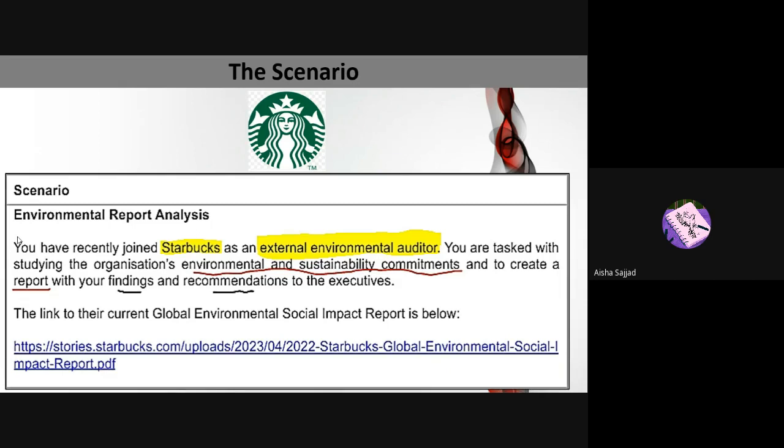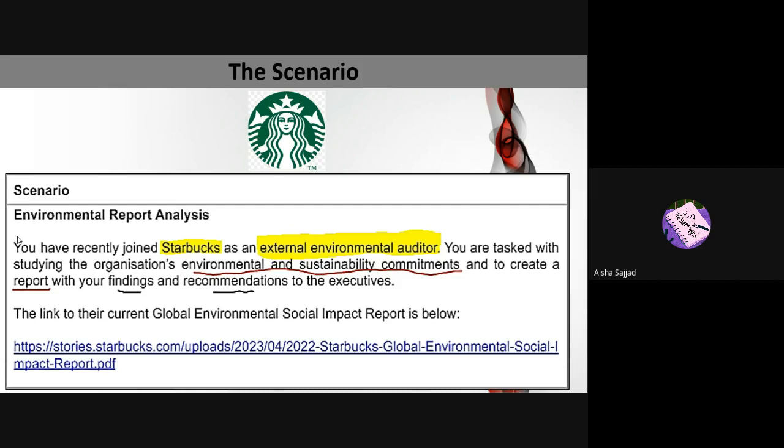Also, all of this can be termed to come under the umbrella of environmental management. So in short, to summarize this, Starbucks wants you to work as an external environmental auditor, and it wants you to contribute to how Starbucks can have a better environmental management system, because they want to improve their environmental performance. So this reporting and these findings and recommendations that you will provide will be termed an environmental report. So you have to generate an environmental report.